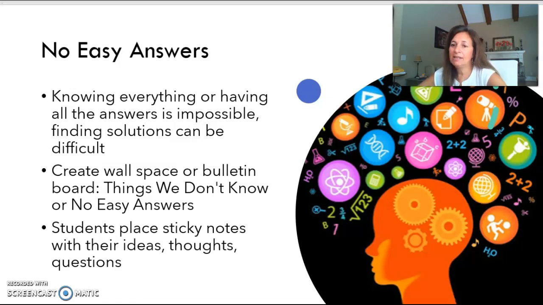Finding solutions can be difficult, and they do take time, and we have to develop their perseverance in doing so. They suggested creating a wall space or a bulletin board entitled Things We Don't Know or No Easy Answers, and students can start putting things on this bulletin board all through the year. They can place sticky notes with their ideas, their thoughts, their questions, and you pull them down and discuss them whenever you have a chance. So that I thought was very clever.